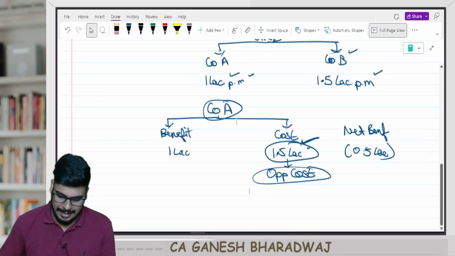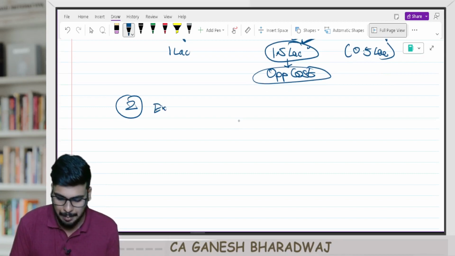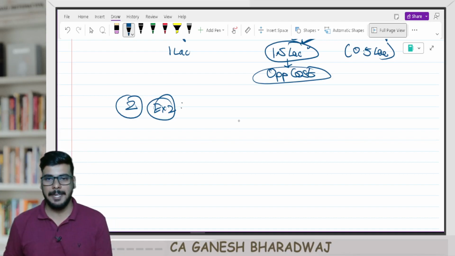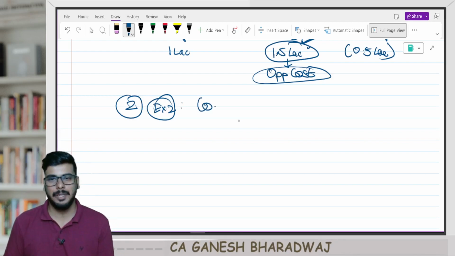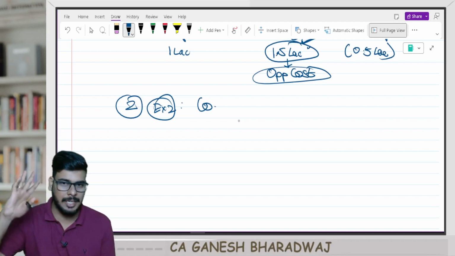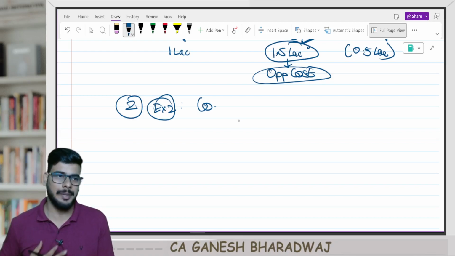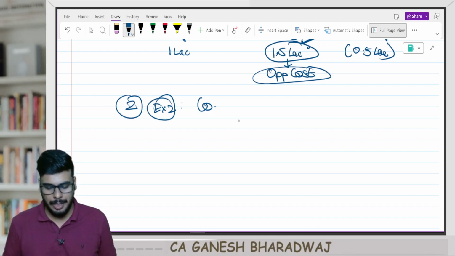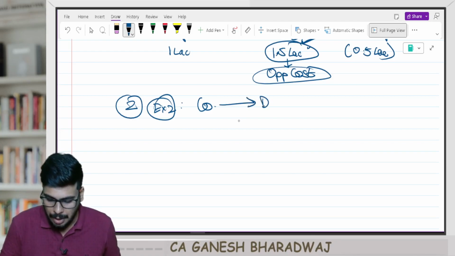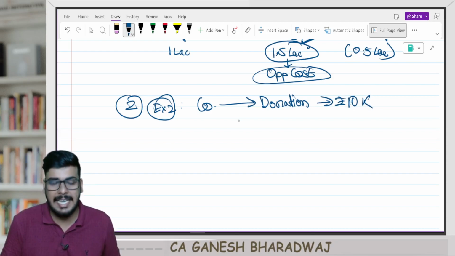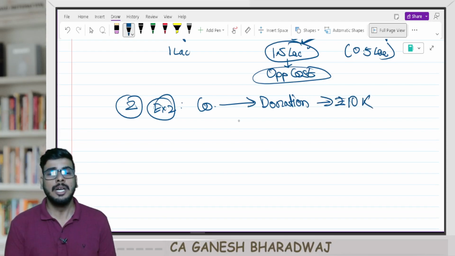So we did the first example. Second, let me take example number 2, relating to business or profession. Let us say you are running a company, or you are a practicing chartered accountant. Let us say someone comes to my firm, as I run a firm, and asks me for a donation. Now, I gave them a donation of 10,000 rupees. Now, you tell me, is this a cost for me or not?